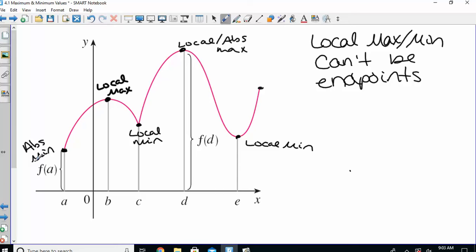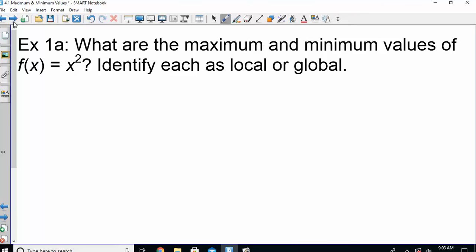Let's look and see. If I want the maximum and minimum values of x squared, how could I figure that out? Sketch a graph. We know what x squared looks like, don't we? What is it? Parabola. And we know it keeps going up forever both ways.